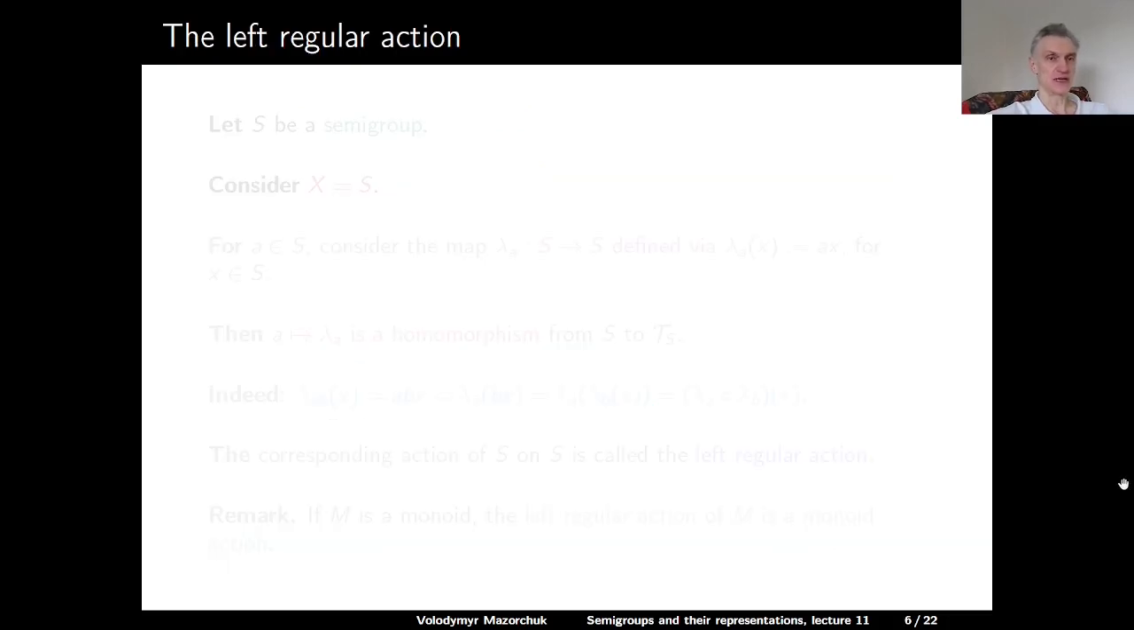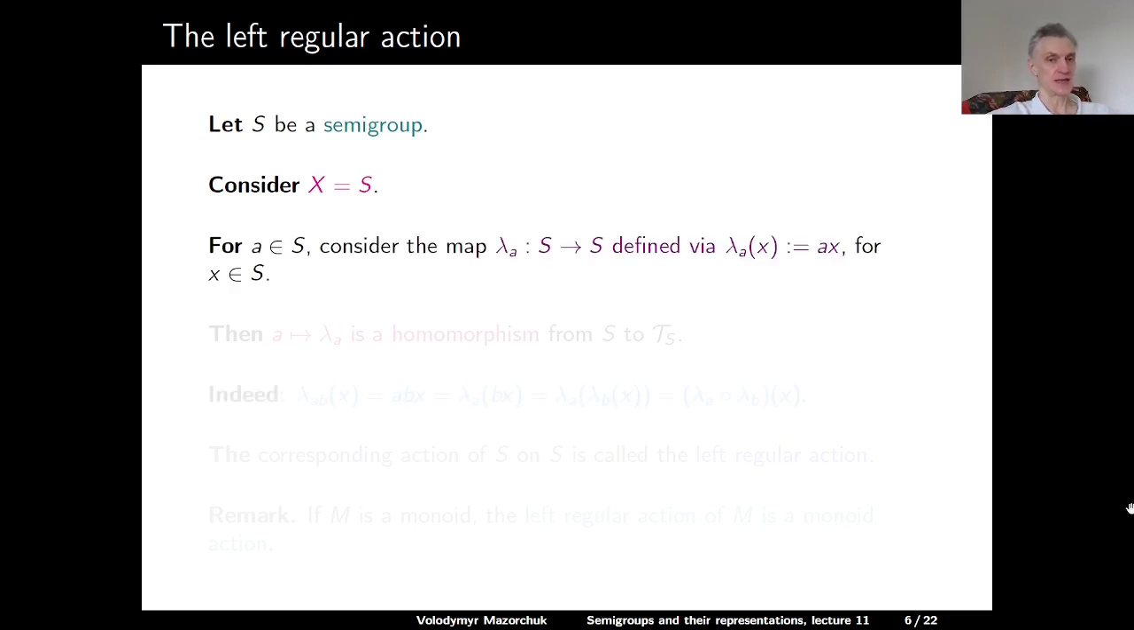Here is the most classical example of an action, and that's a left regular action. So let S be a semigroup. Consider the set X, which is just equal to S. For an element a in S, consider the map λ_a, so that's a left multiplication with a.